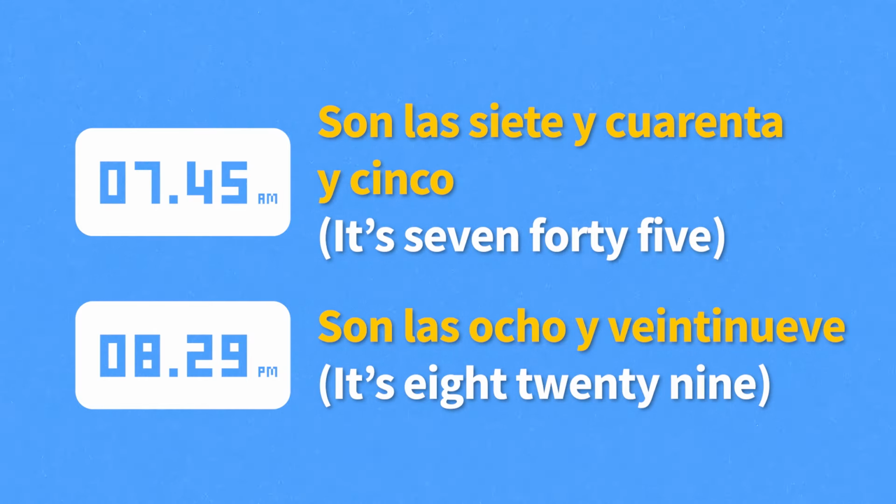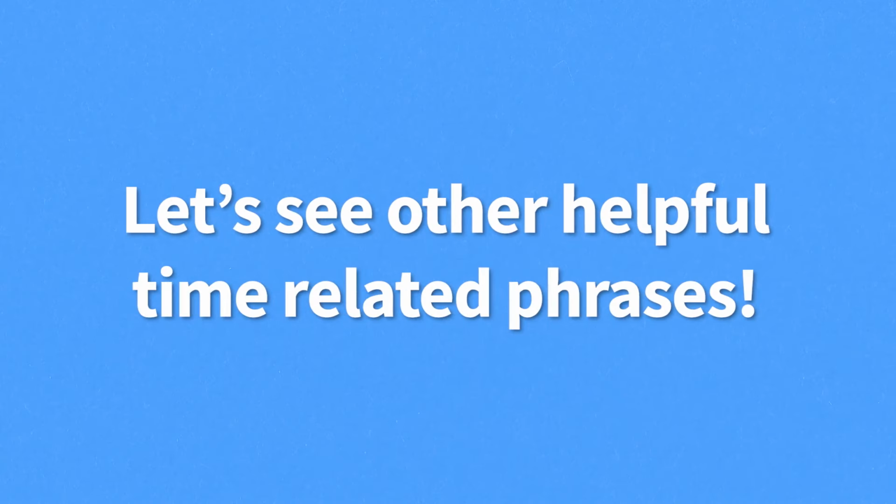like 7:45, son las 7:45. Or 8:29, son las 8:29. We're going to learn how to schedule an appointment in Spanish in just a moment. But before that, really quick, let's see some other helpful time-related phrases.